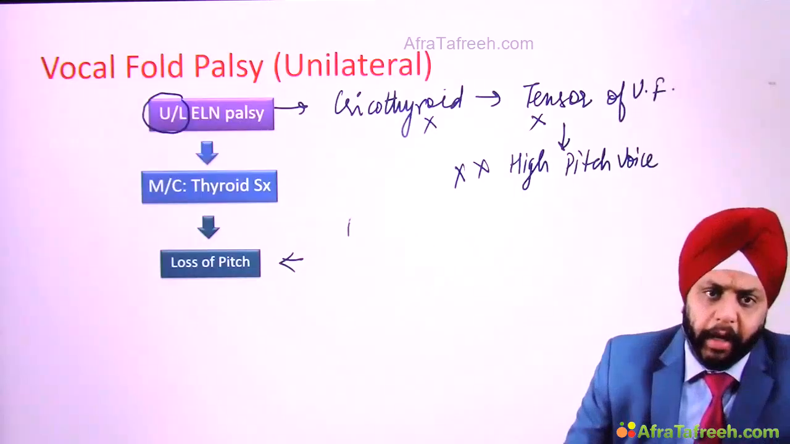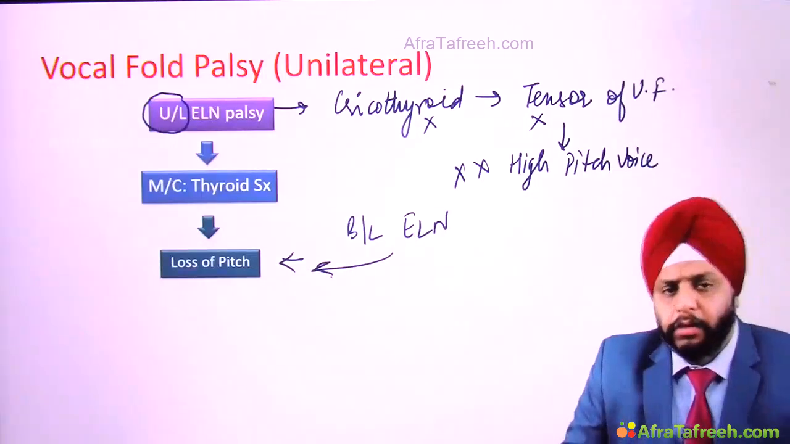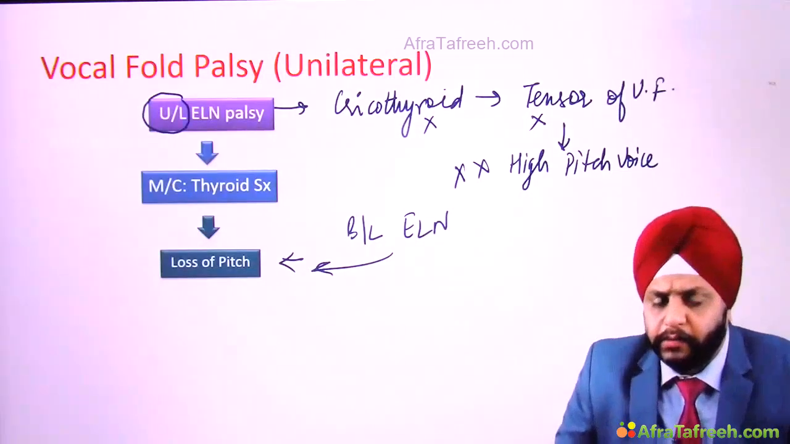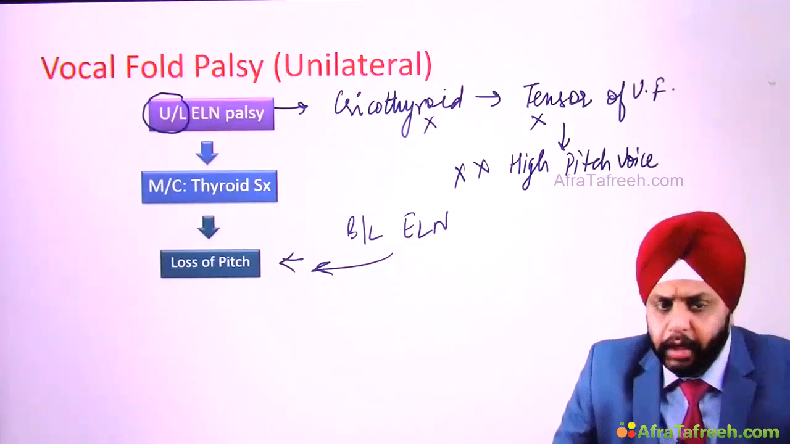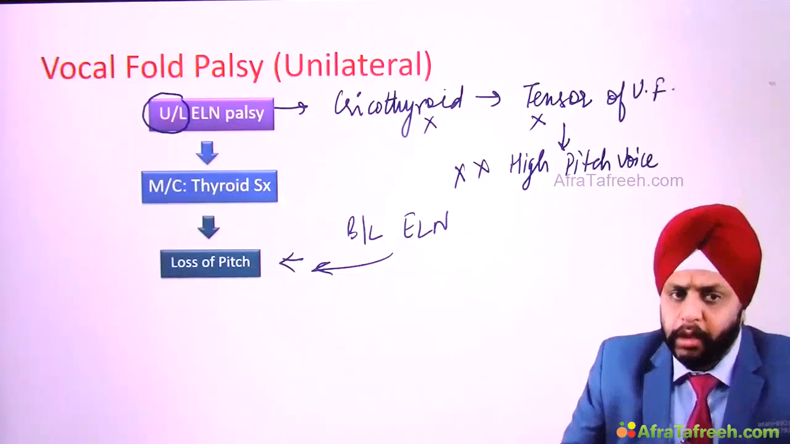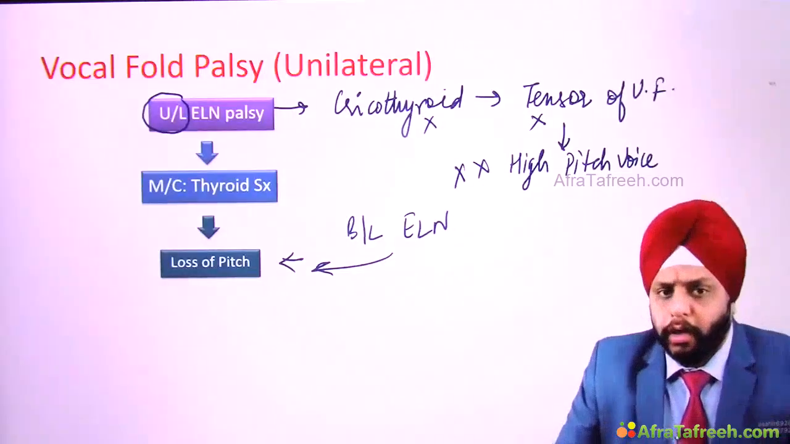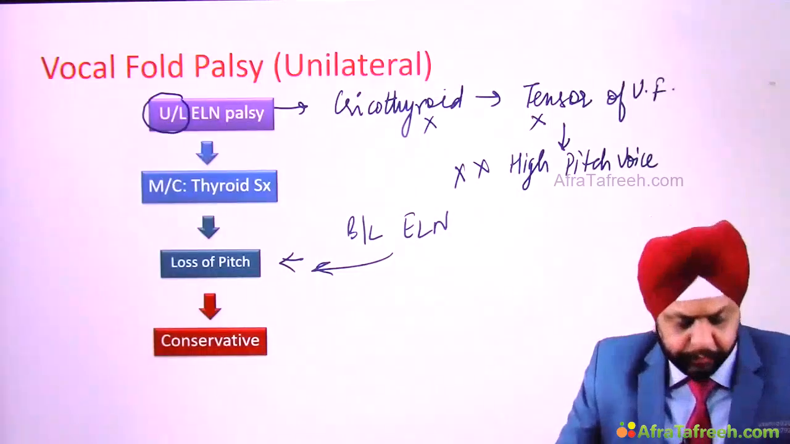And if there is a bilateral external laryngeal nerve palsy, then yes, most commonly the patients will notice the loss of pitch. But once again, nothing has to be done because the patient is able to speak normally. Only the pitch is lost. So you have to do only conservative treatment.